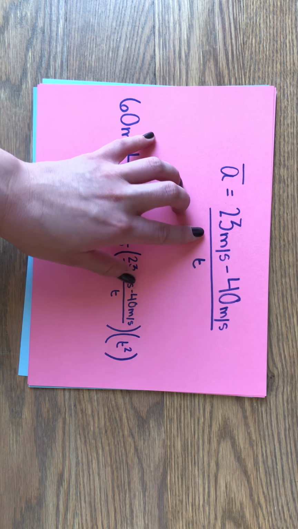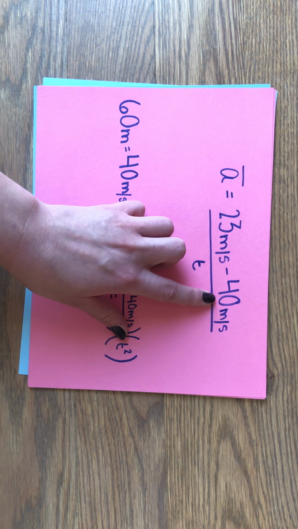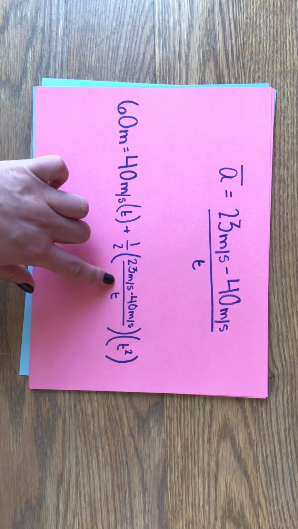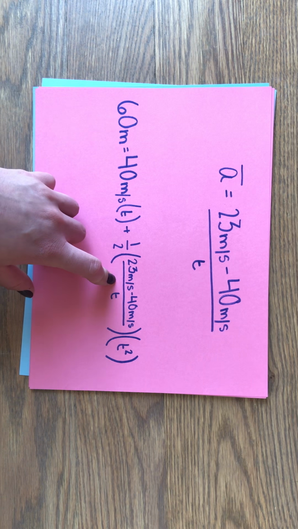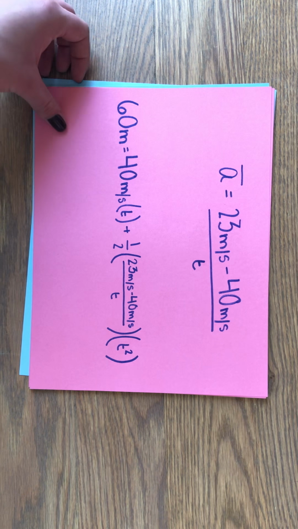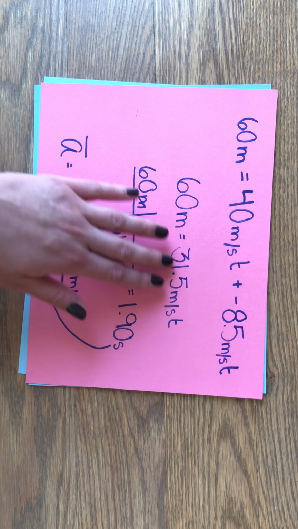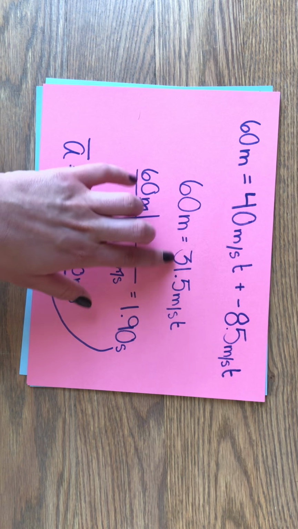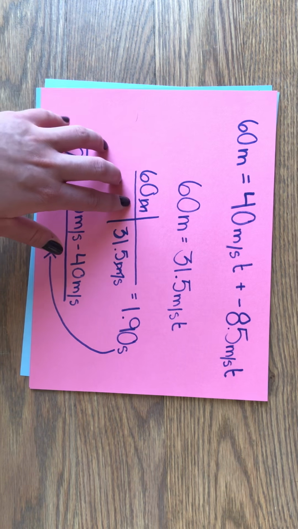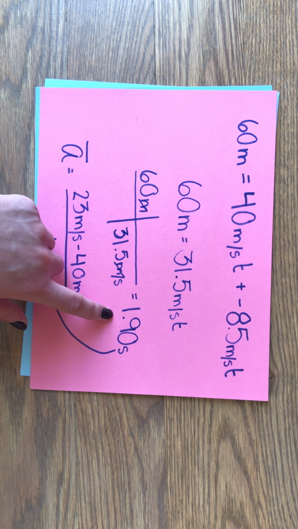So to do this, we want to substitute the numbers we have, which is the final velocity and the initial velocity. Then we need to take this equation and plug it in to the acceleration space to get this equation. So to solve this, you want to combine all your like terms to get 60 meters equals 31.5 meters per second t. Then you want to divide, and you'll get 1.9 seconds.